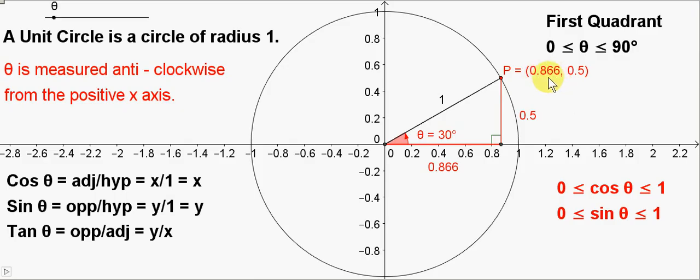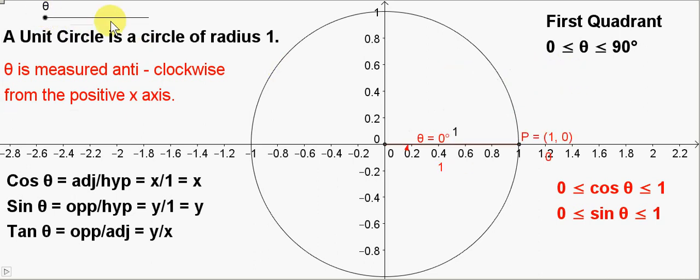So the first number here is the cos of theta, and the second value here is the sine of theta. So for 30 degrees, we see that the cos of 30 degrees is 0.866, that's to 3 decimal places. The sine of 30 is 0.5. Let's bring theta down to 0. So the first number is the cos of theta. We can see that it's 1 here when theta is 0 degrees. The sine of theta is 0 when theta is 0 degrees.